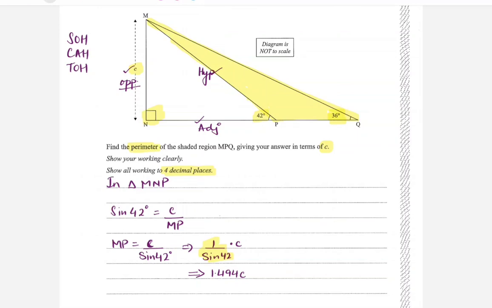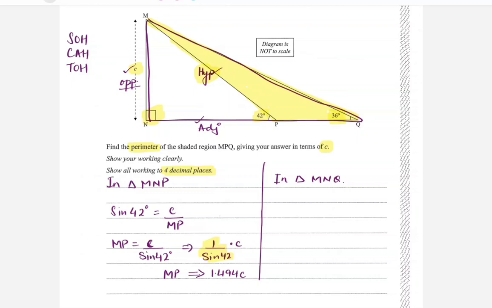All right, next bit is, now we have got the hypotenuse, we have got MP. We will not need adjacent though. So let's stop adjacent. We don't need that for the perimeter, right? So now I'm considering the next triangle, which is triangle MNQ, the bigger triangle now, this big one. All right. Ignore the angle 42 in between. We are using 36 degrees.